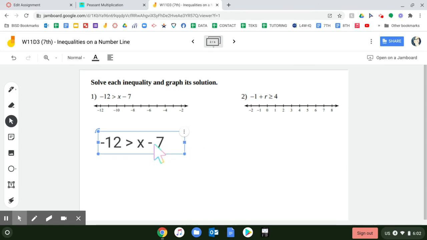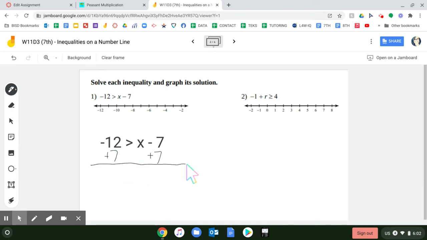Okay, so let's go ahead and solve this so we can graph it on the number line. We want to get our variable by itself. Right now, x is being subtracted by 7. In order to undo that, I would add 7 on both sides. So that's the operation I'm going to do. I like to draw a full line to show that whatever's underneath this is kind of like a new equation.